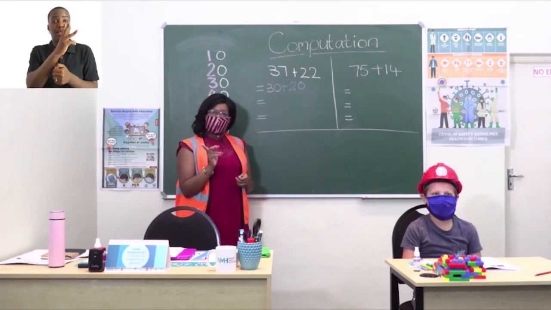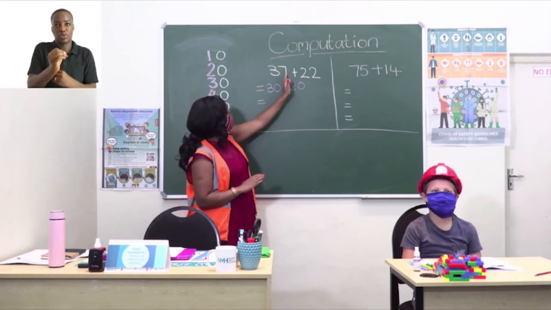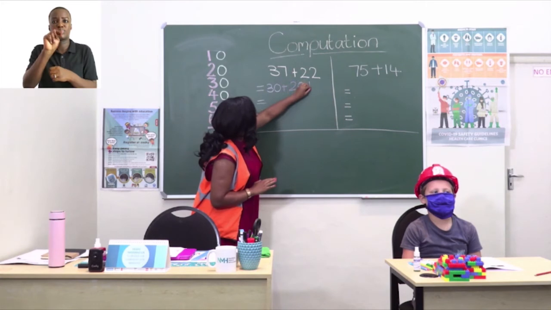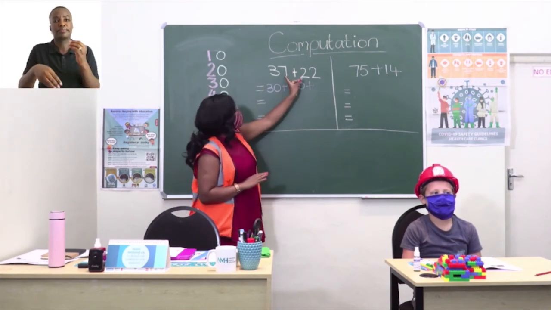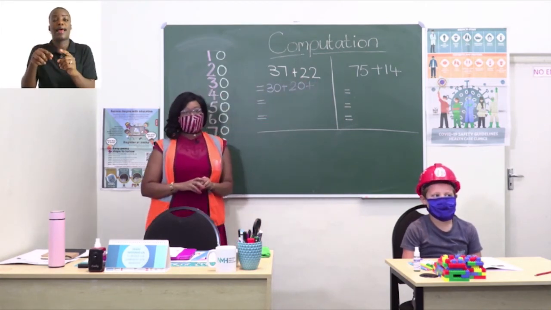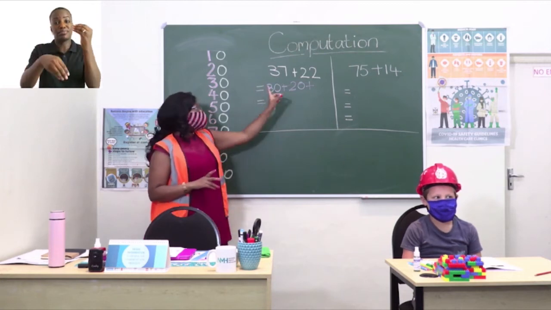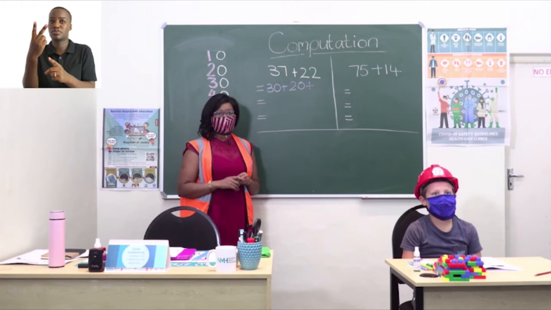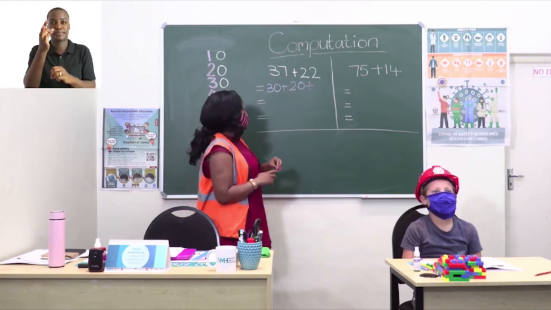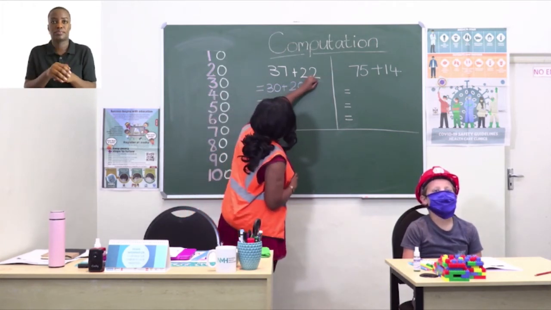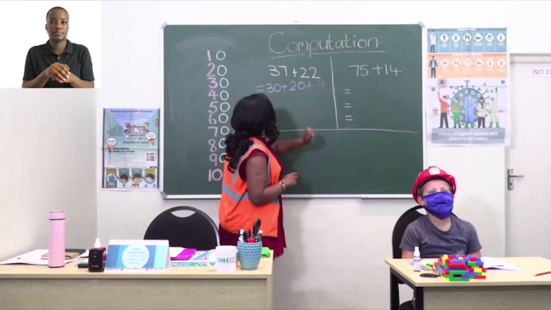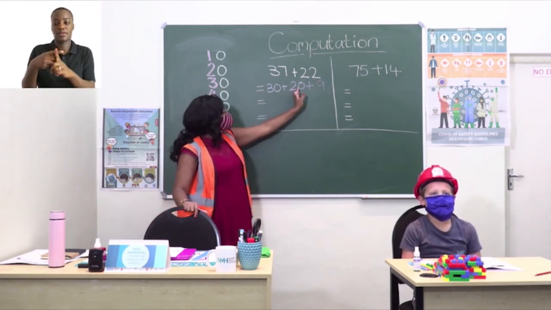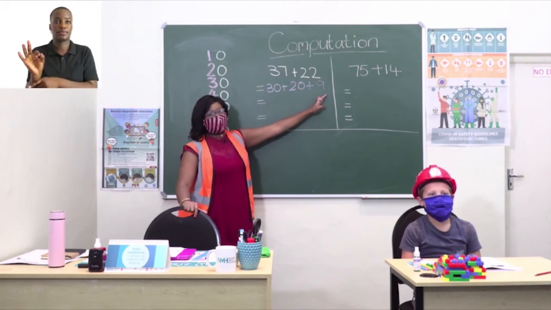But we still need to put the units. So we take our units and we add them right then and there. 7 plus 2 equals 9. So we're going to take our 9 and place it here. Now our sum reads 30 plus 20 plus 9.